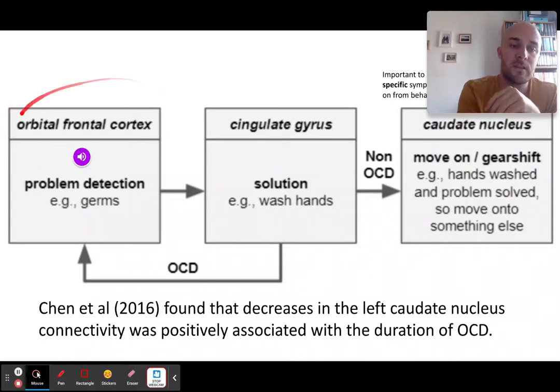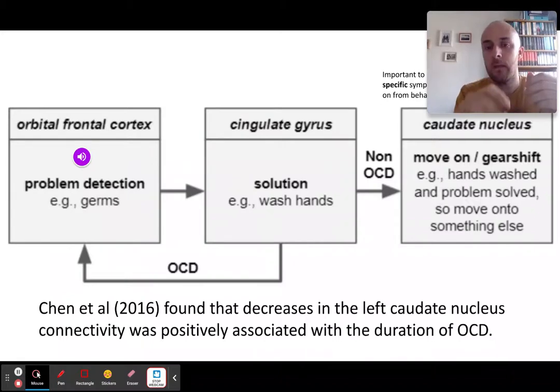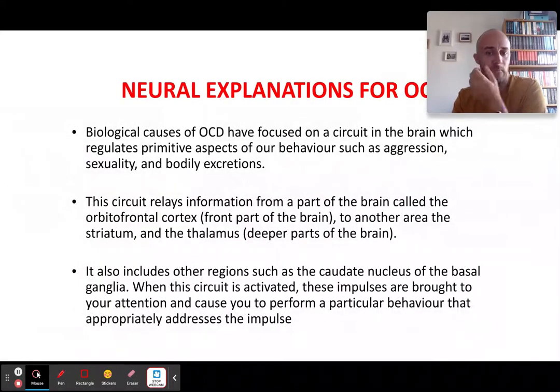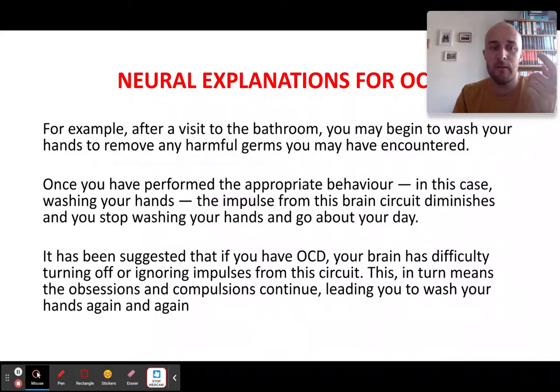So orbital frontal cortex finds the problem, it passes it to the cingulate gyrus, and in neurotypical individuals, so people without OCD, they are able to recognize when they have done the job and they move on. But in people with OCD, non-neurotypical individuals, they will keep going around and eventually they will be able to move on, but it does take a long time. There are a couple of bits here, a bit more technical, that I'm not going to go through. Feel free to have a look for it yourself.